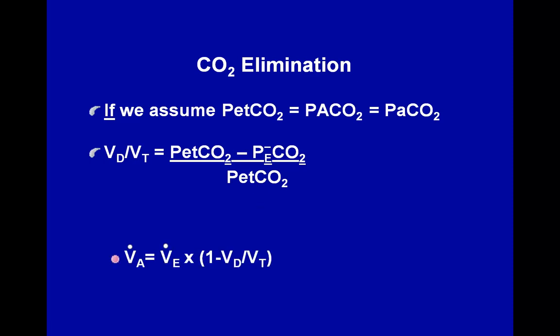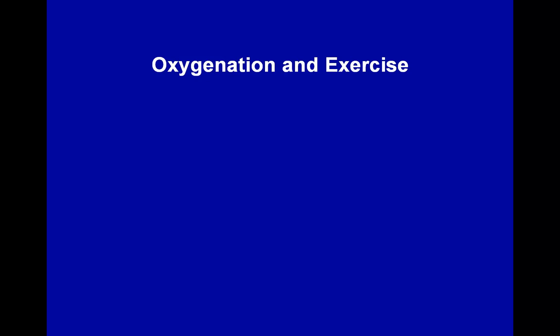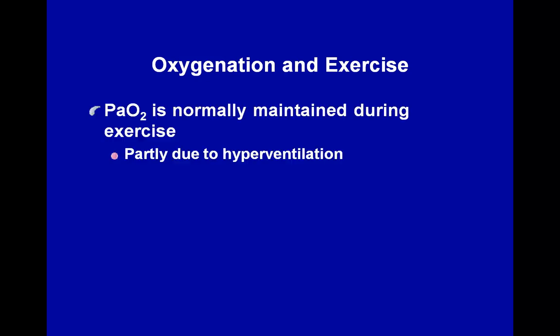If we know VD to VT ratio, and if we measure minute ventilation, which we will because we're measuring expired gas, we can also come up with a value for alveolar ventilation with exercise. So all of the stuff that we've talked about before with CO2 elimination, we can measure in an exercise testing situation if we're measuring expired gases.